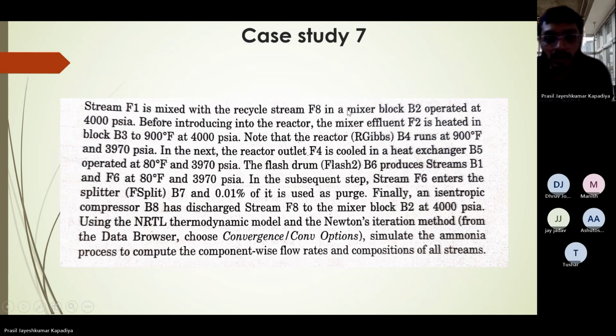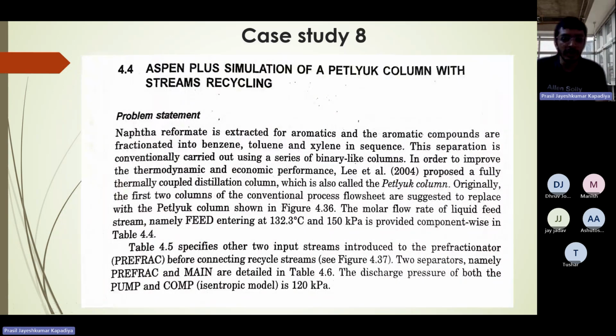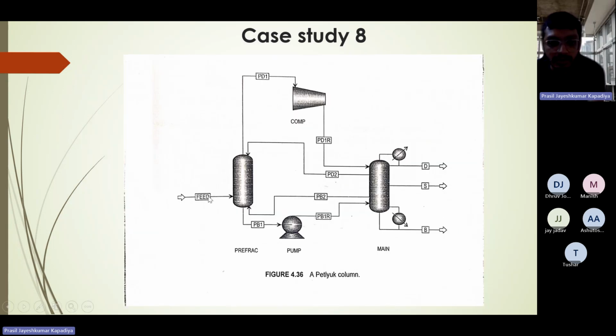The molar flow rate of the liquid feed stream, entering at 132.3 degrees Celsius and 150 kilopascal, is provided component-wise in table 4.4. So let's first understand this flowsheet. From the feed, we are fractionating it, so we will get something from the top and something from the bottom.